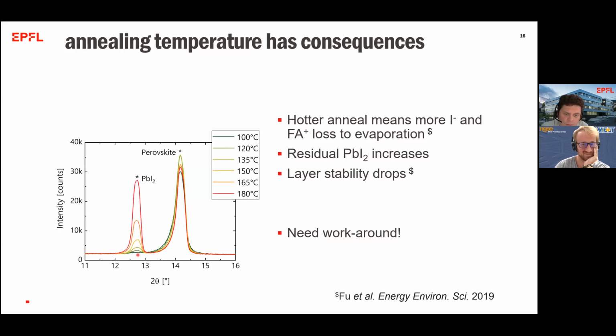We have an X-ray diffractogram of the prototypical perovskite, so around 14 2 theta, and of PbI2 around 12.5 2 theta. And what you can see is that we have a slight increase in crystallinity in the perovskite, but a drastic increase in PbI2. And that will impact the charge transport likewise, because PbI2 is a wide bandgap material. And it also negatively impacts the stability of the perovskite, as has been nicely shown by Van Fu in collaboration with Empire, I think, well, 2 years ago already.